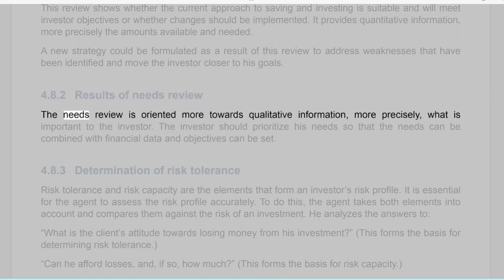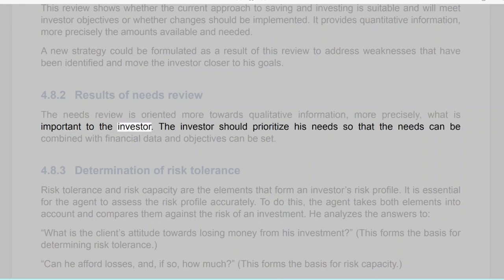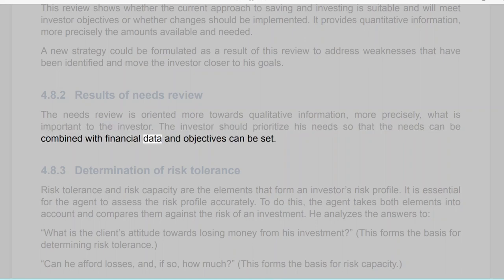Results of Needs Review. The Needs Review is oriented more towards qualitative information, more precisely, what is important to the investor. The investor should prioritize his needs so that the needs can be combined with financial data and objectives can be set.